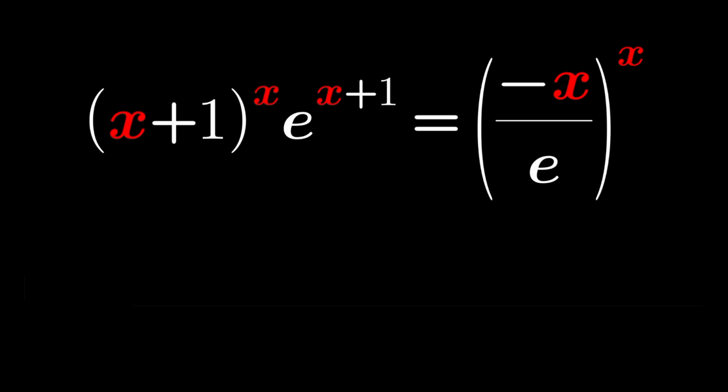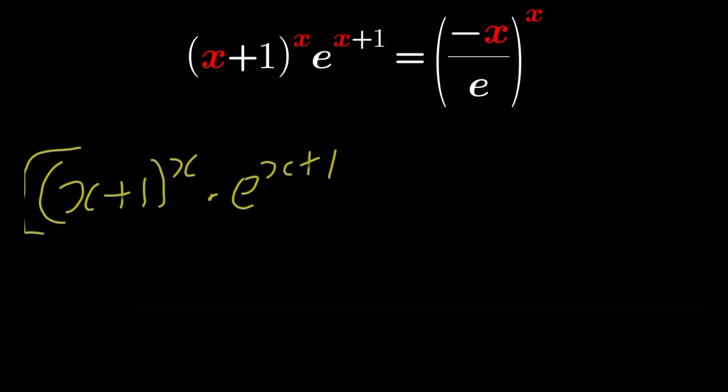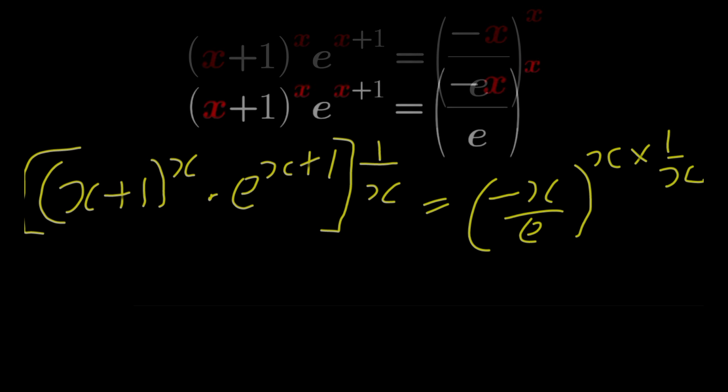First of all, let's divide the power of both sides by x. We have (x plus 1) to the power of x times e to the power of x plus 1, then all times 1 over x equals (minus x over e) to the power of x times 1 over x.